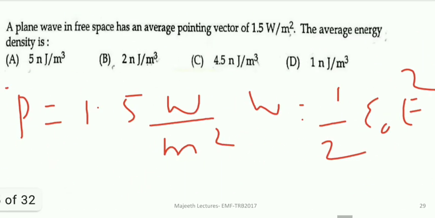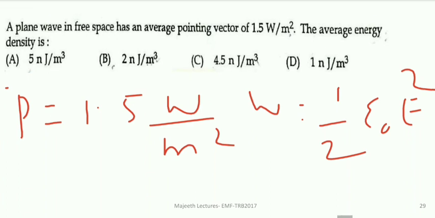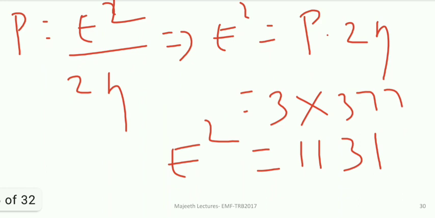But what they ask is W, that is energy density. So W is equal to 1 by 2 epsilon naught E squared. E squared we found, it is 1131, just now we found.